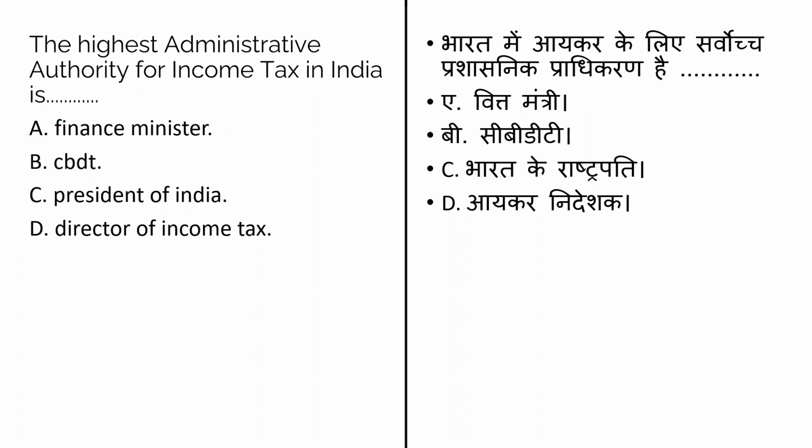The Government of India has considered a number of authorities to execute the Income Tax Act and to control the Income Tax Department specifically. The Central Board of Direct Taxes is the supreme body in the direct tax setup. That means the correct answer for this question is option B. The highest administrative authority for income tax in India is the Central Board of Direct Taxes, that is CBDT.